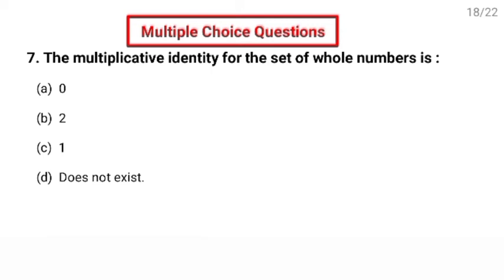Now students, we have some multiple choice questions. Let's have a look. Question number 7. The multiplicative identity for the set of whole numbers. As I have explained in previous classes, additive identity is 0, because when we add any number to 0 we get the same number. But multiplicative identity is 1, because when we multiply any number by 1 we get the same number. So this is multiplicative identity and this is your answer.